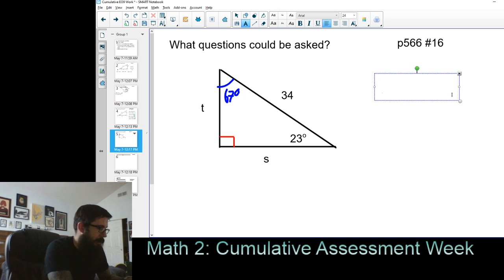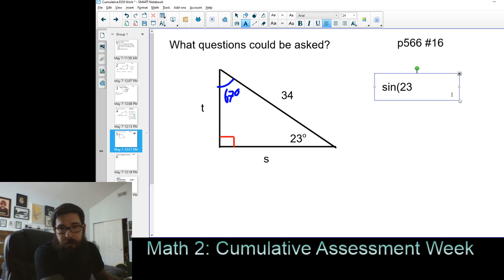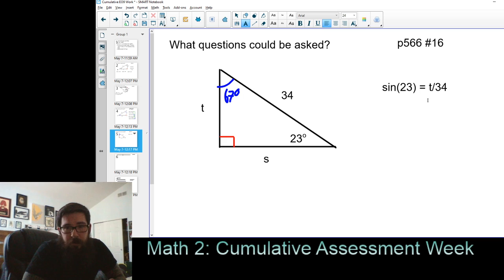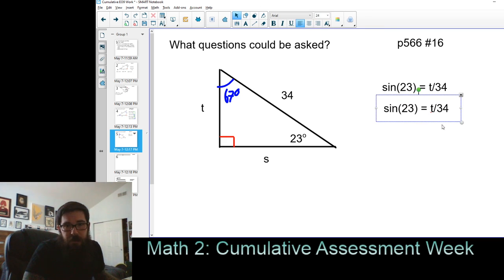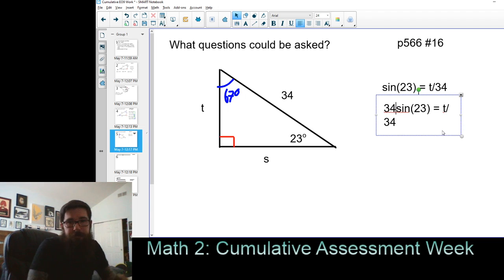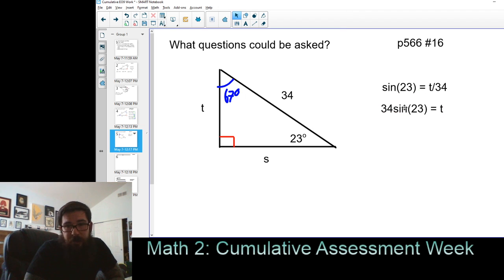It's going to look like sine of 23 because that's actually the angle. It's going to equal T, the opposite side, divided by 34. What am I going to do to get T by itself? I'm going to multiply both sides by 34, which is going to give me 34 sine of 23. Type 34 sine of 23 in a calculator. You've got that side length, right? That's just, can you hit buttons on a calculator?